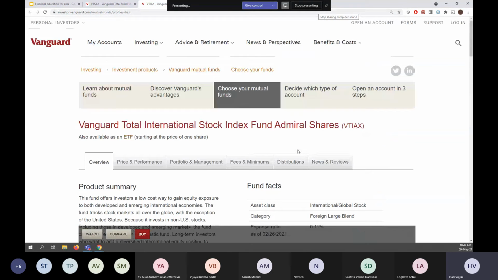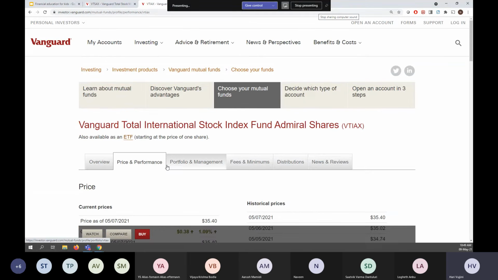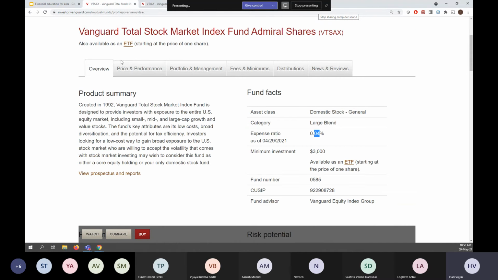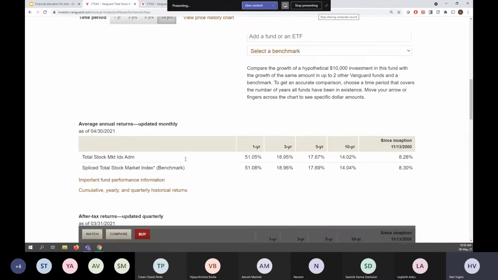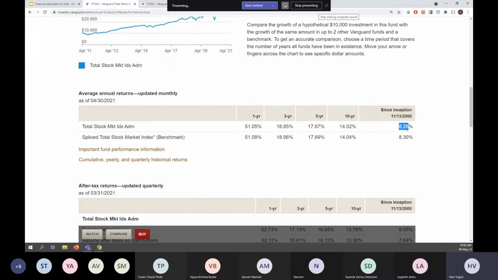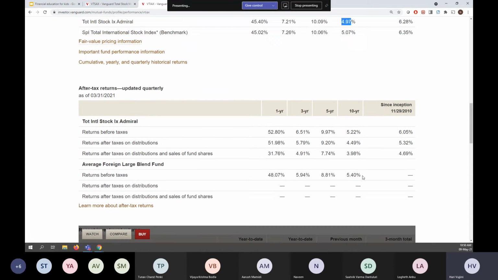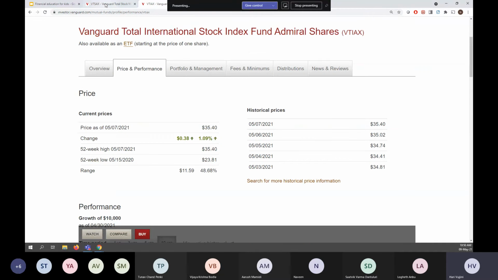So let's look at the returns. In 1 year, one would have made 41%, but the returns are not that great. If you see 10 years, they made 4.97%. Since inception, it's 6.28%. But if you look at this total stock market index fund, since its inception they made 8.28%. In 10 years, they made 14%, whereas this one, in 10 years, made only 4.97%. Why do you think this index fund did not perform well compared to the other one?